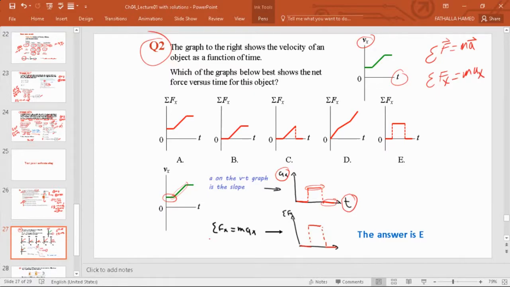So when you look at your Fx, which is equal to MAX, M is a scalar quantity, so you're only looking at the AX. And since this is your AX, so that's how your F of X versus T will be. So the only answer here will be E. Is this clear?